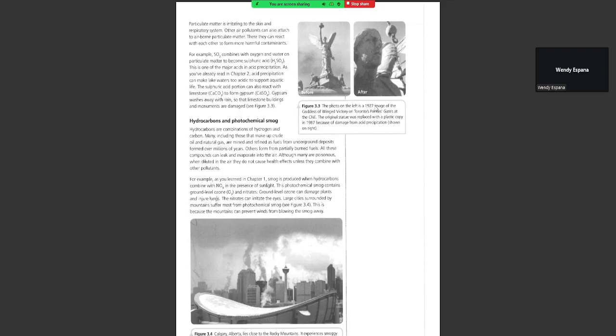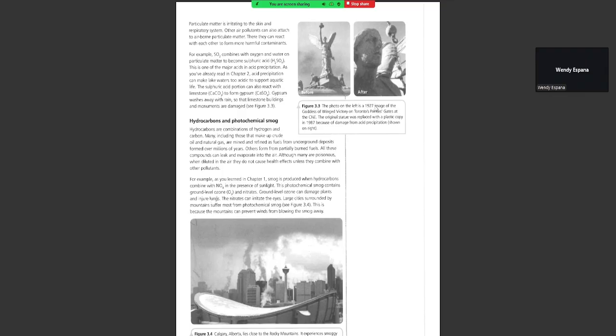Also, you can have particulate matter mix with other things in the atmosphere. Sulfur dioxide combines with oxygen and water and can form sulfuric acid from particulate matter. It kind of forms a place where that reaction can occur.